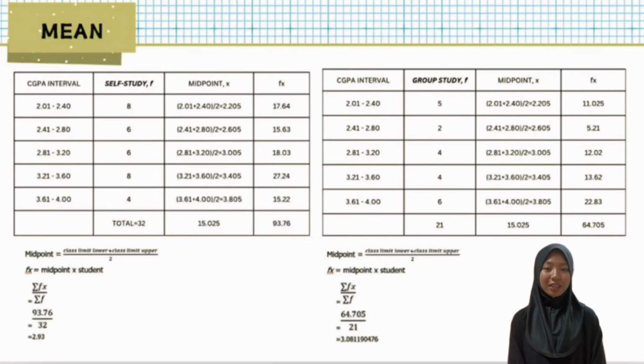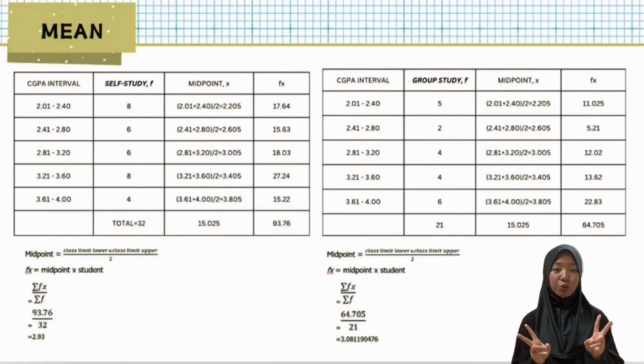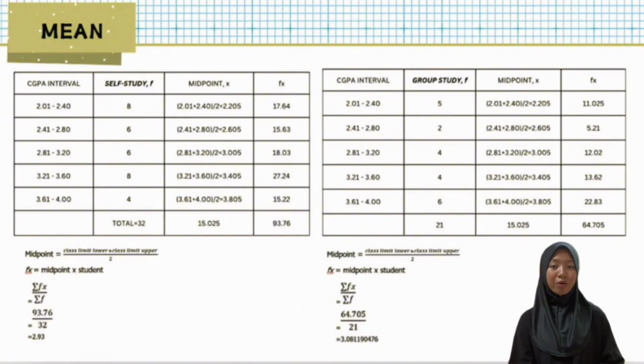To calculate the mean, the midpoint is equal to class limit lower plus class limit upper divided by 2. So, fx is equal to midpoint times students. To calculate the mean of self-study, it is 93.76 divided by 32. So, we get 2.93.